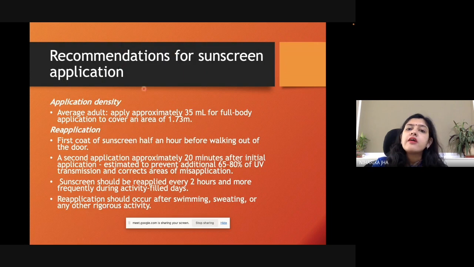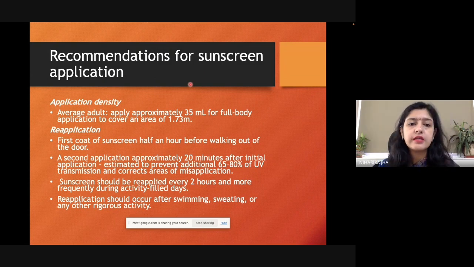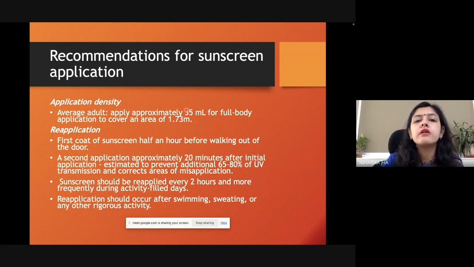What are the various recommendations for sunscreen application? Now, this is a very important topic because there's a lot of stuff on Instagram, YouTube, etc. By application density, that is the amount of sunscreen which is required to be applied by an average adult, to cover the full body, around 35 ml of sunscreen is required. I'm talking about the full body. And when should it be applied? Sunscreen should ideally be applied such that the first coat is applied half an hour before the person steps out of his or her home.